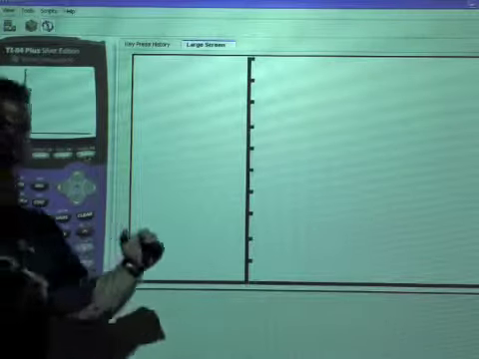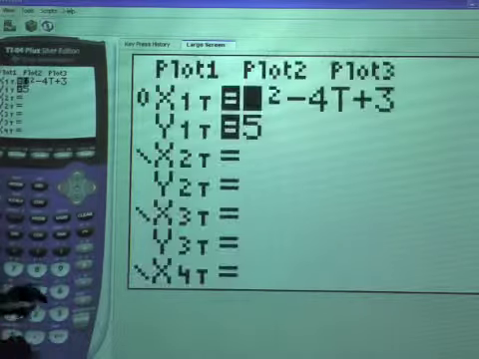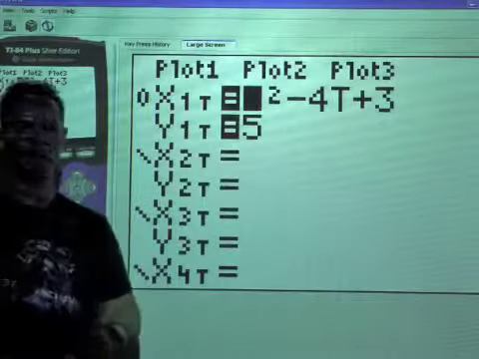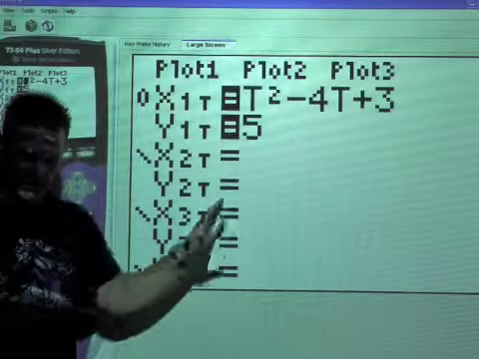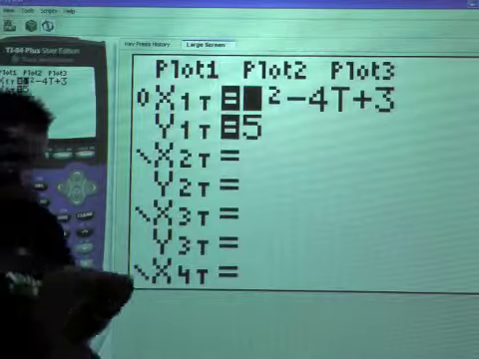Now if you're going to do the height, if you go back to the height model, what you'd have to do is you'd enter the function in for y, because that's what's changing, and you would put a constant in for x. Okay? That's a pretty cool way to check your answer and kind of see what's going on.